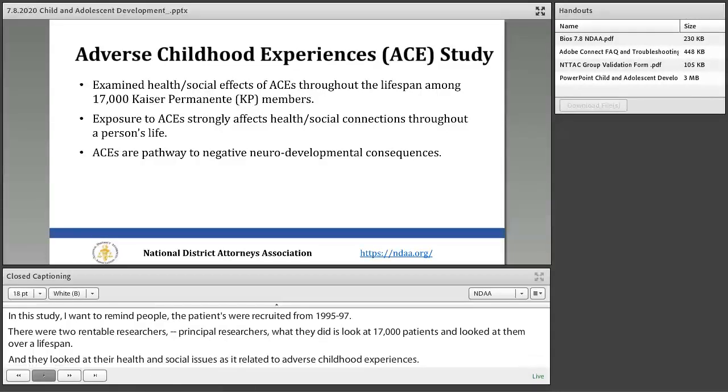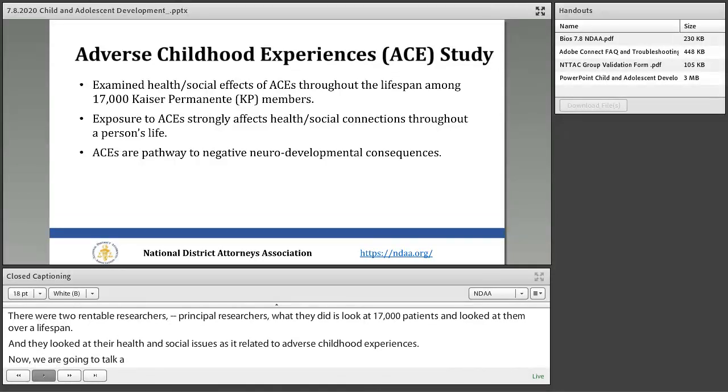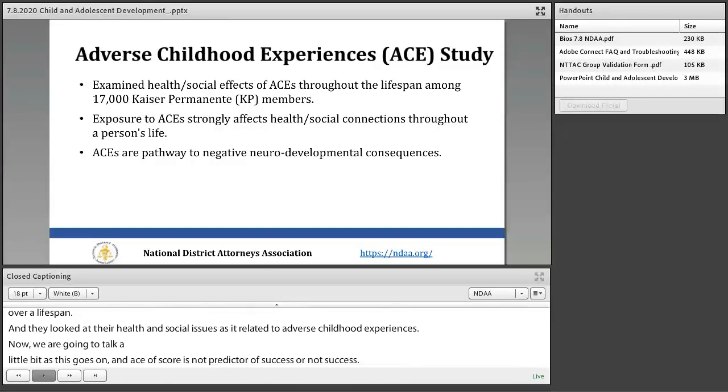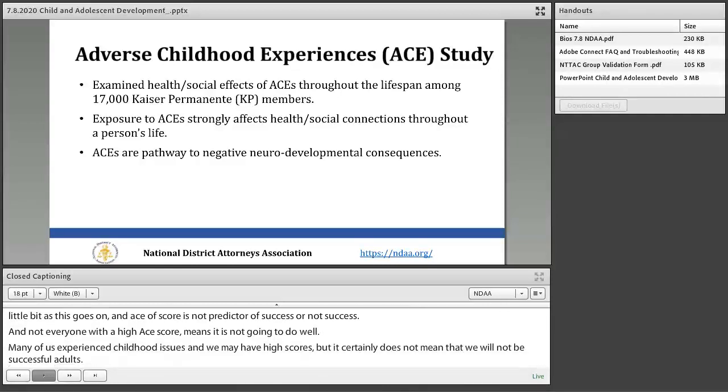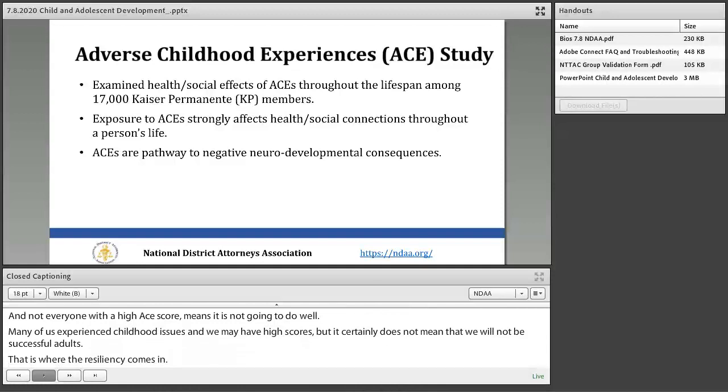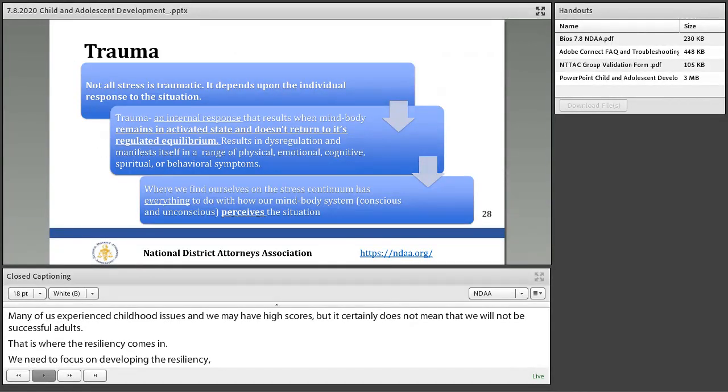Now, we're going to talk a little bit as this goes on. An ACEs score is not a predictor of success or not success. Not everyone with a high ACE score is not going to do well. Many of us have experienced childhood issues, and we might have high ACE scores, but it certainly doesn't mean that we're not going to be successful adults. And that's where the resiliency comes in. We need to focus on developing the resiliency, increasing a youth's ability to handle stress and to deal with trauma and toxic issues. And that's kind of where the dispositional part comes in for us.